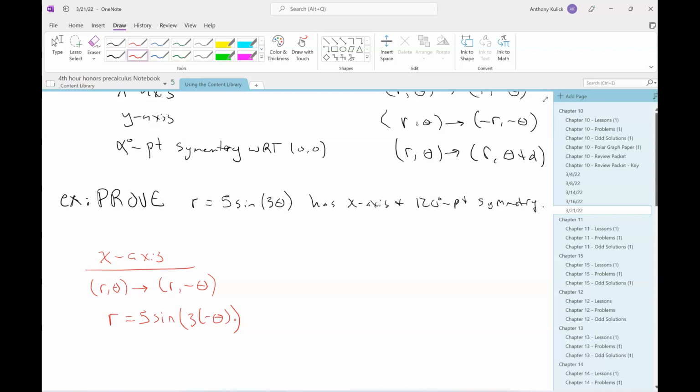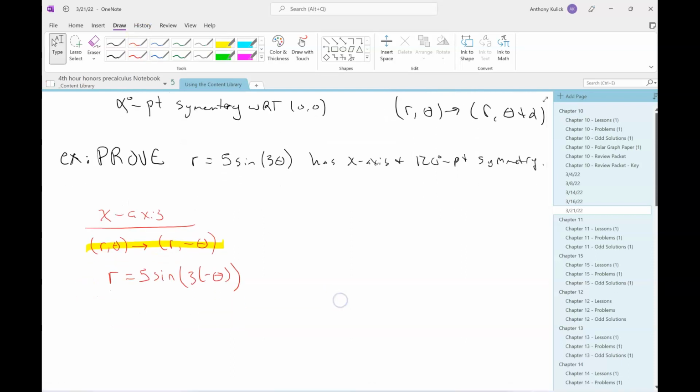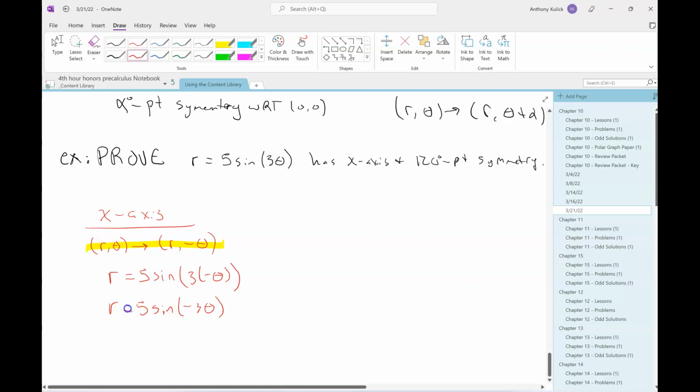Everybody's okay with what I did there? So I've just replaced the theta in my old equation with negative theta, which is what we're describing doing here. Okay. Well, let's simplify this then and try to get the same thing we started with. 3 times negative theta is negative 3 theta. And then, aha! I notice an identity that I can use here.